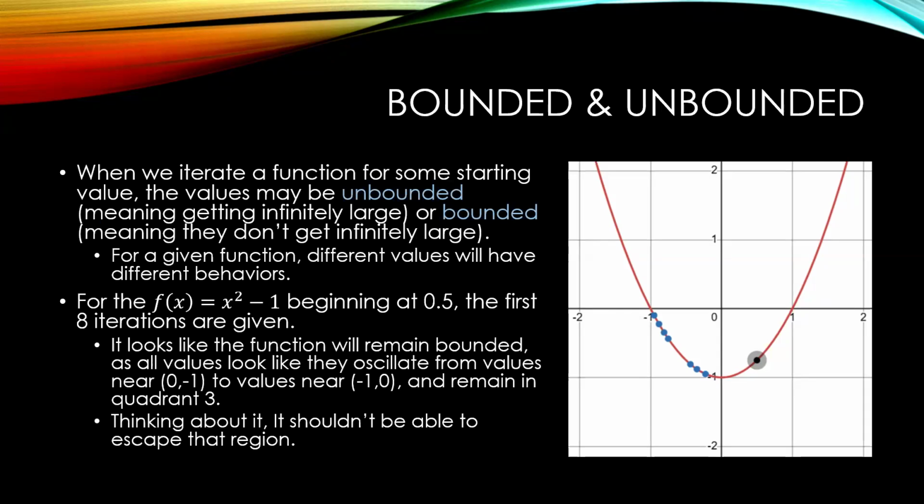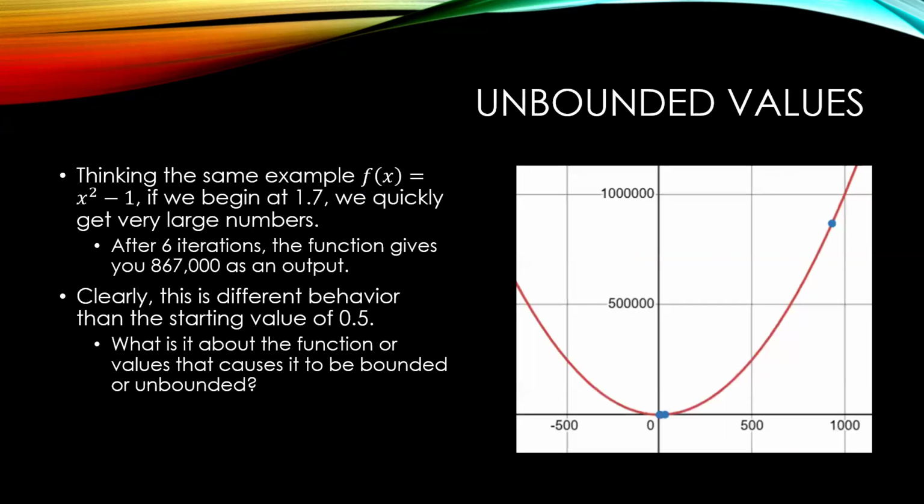In fact, if we start at 1.7, it gets really big really fast. And so if you plug 1.7 in, and then you take the answer and you plug that in, and you plug that in, and you keep going, after 6 iterations, this function will give you 867,000 as an output. Clearly, this is different behavior than starting at 0.5. And so starting at 0.5, everything remained bounded. Starting at 1.7, everything remained unbounded. Where might be the point where it stopped being bounded?